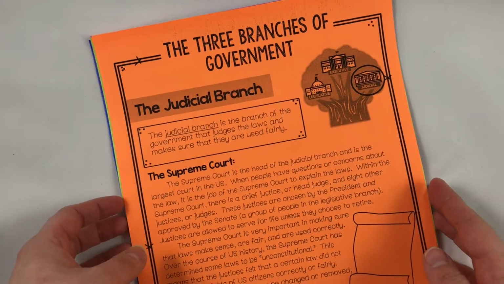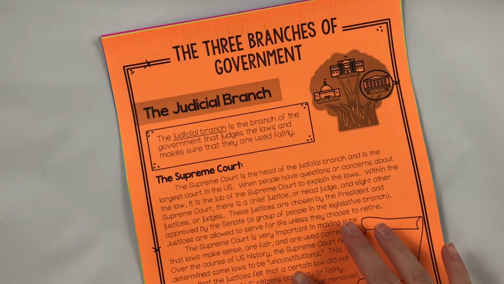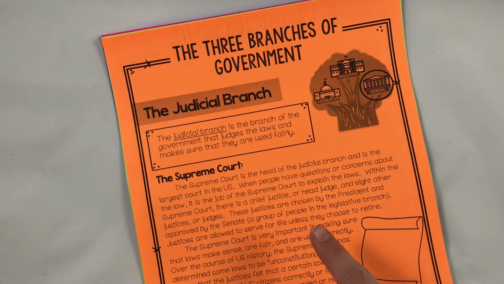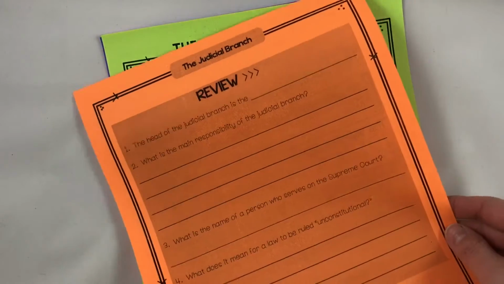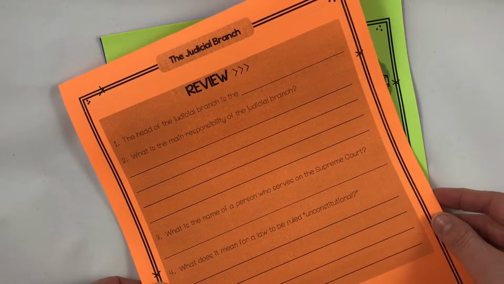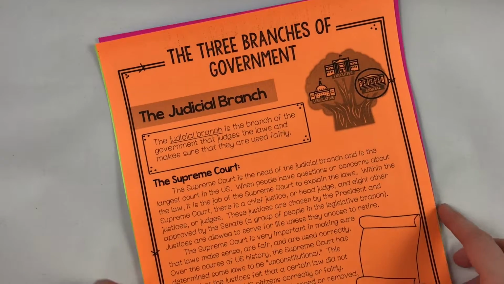Now, in the original unit, the activity that was suggested to use with these articles was that you would divide students up into 3 groups. Each group researches the branch that you provide them, and then they answer some review questions about it, and then they complete a poster to present it to the rest of their class. And that is something that you can still totally do.